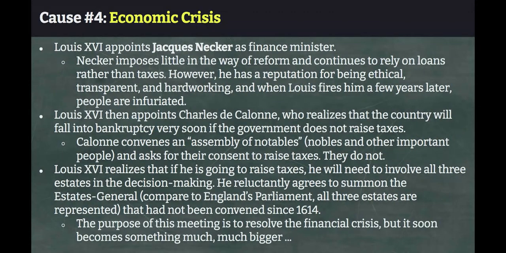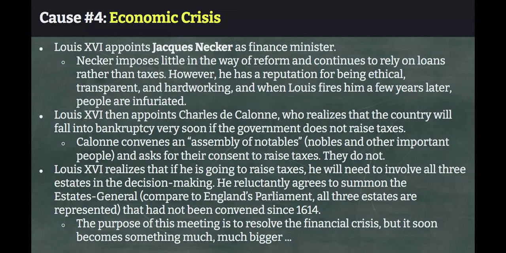Right. So what does Louis XVI do? Well, he makes a good move at first. He appoints this guy named Jacques Necker as his finance minister. Necker doesn't really do a whole lot in terms of reform, and he continues to try and get loans rather than raise taxes. But he's pretty popular. He has this reputation for being kind of ethical and transparent and hardworking. And then Louis makes the move of firing him, which further angers people. And they're like, wait a minute, we like this guy. Why did you get rid of him?